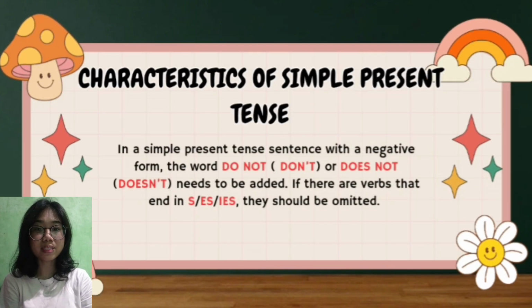In a simple present tense sentence with a negative form, the word do not, don't, or does not, doesn't needs to be added. If there are verbs that end in s, es, or ies, they should be omitted.